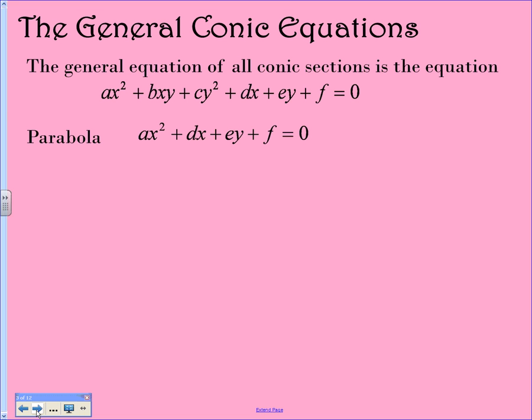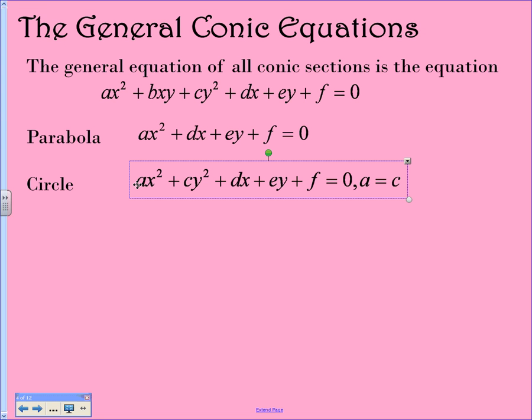It's only x squared, and we're also missing the xy term. So for a parabola, you take out these two terms. You don't have an xy or a y squared. For a circle, you have x squared plus y squared, you have your x and your y, and you have an f. And for a circle, remember that your a and your c, these two numbers, have to be the same.